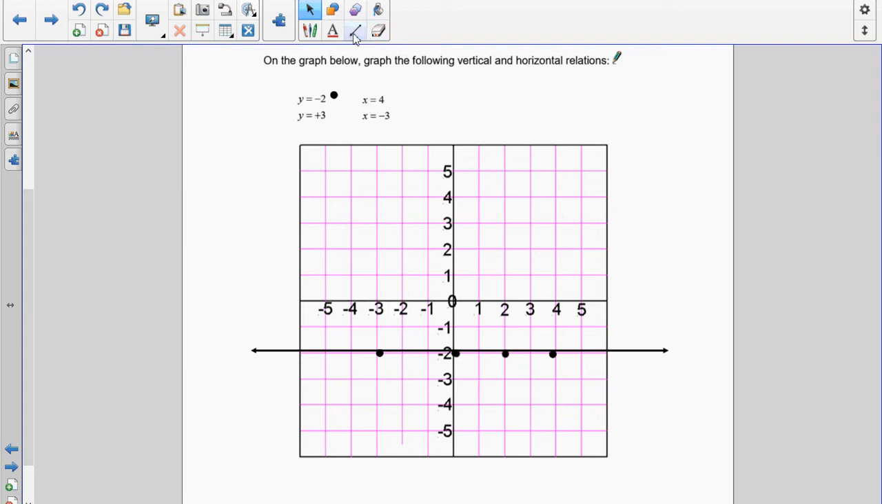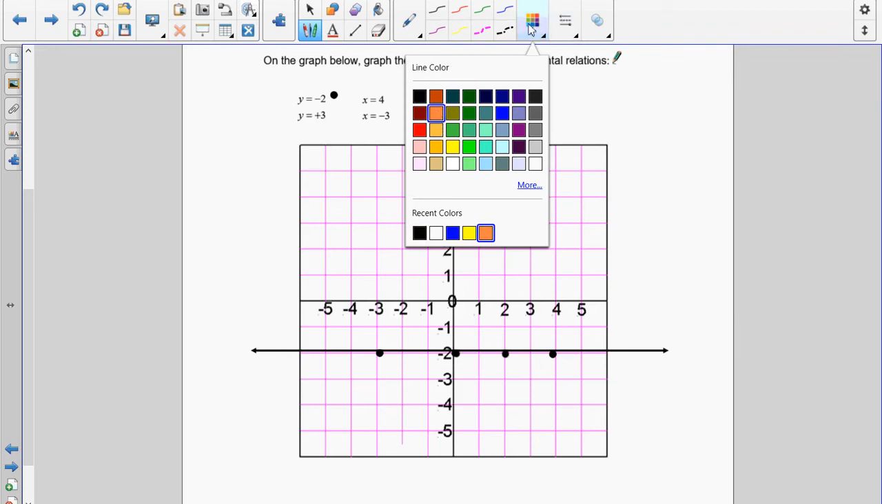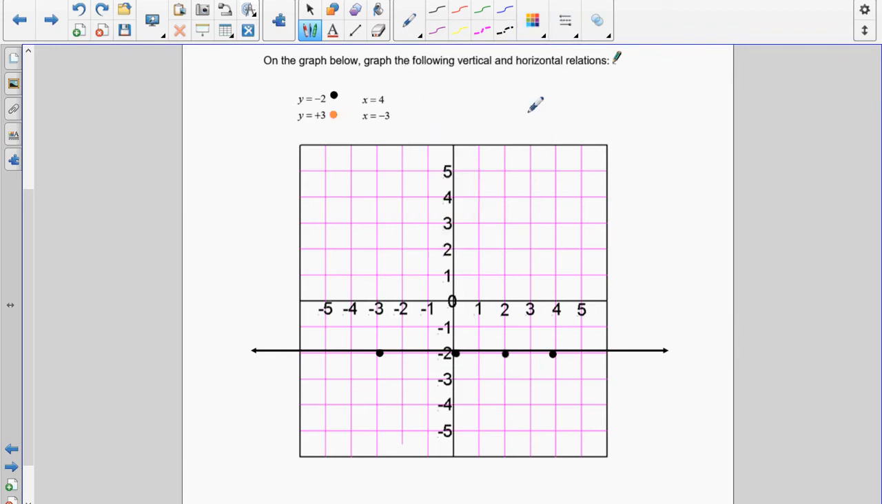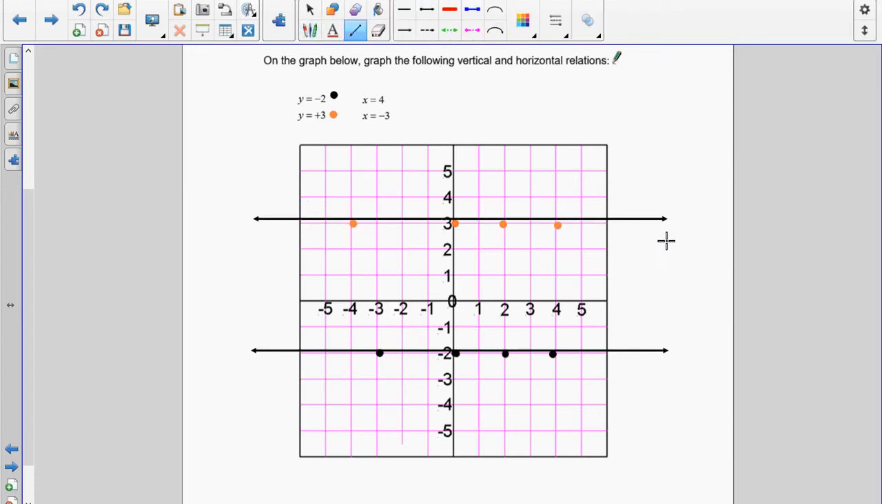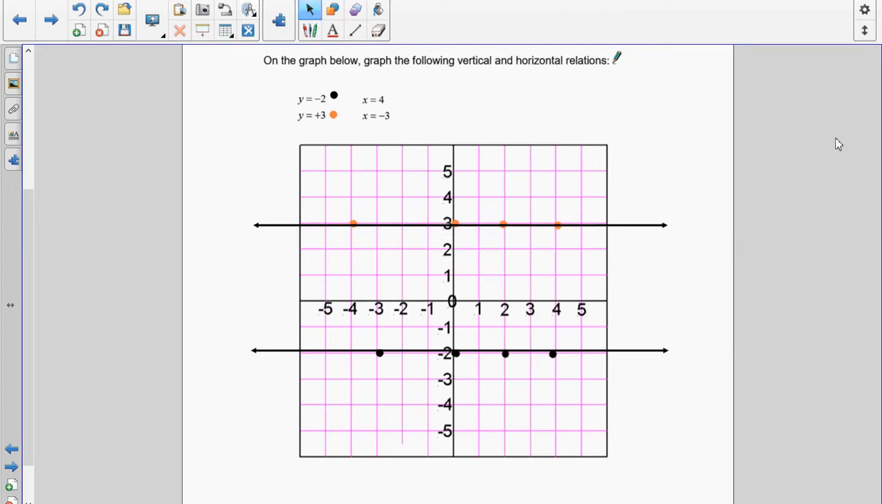I'll change color for that one. Okay, let's go with y is equal to 3. Now again, y has to be 3. It doesn't matter what x is. So let's go over on the y-axis. Let's find our 3. It's right there. So it doesn't matter what x is, y is 3. If x is 2, y is 3. If x is 4, y is 3. If x is -4, y is 3. So we have a line going through those points on the y is equal to 3.